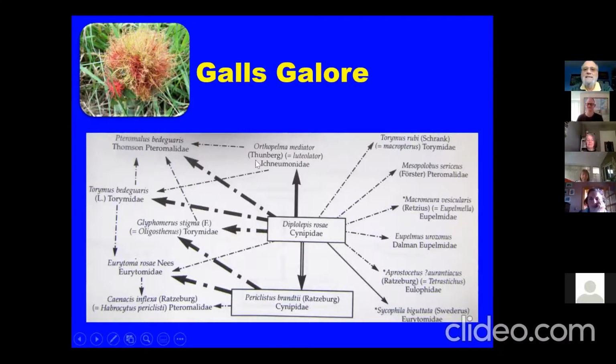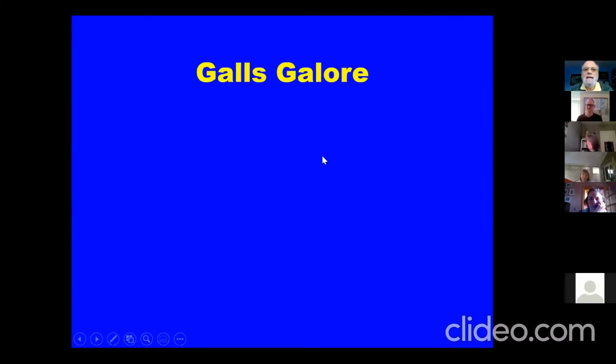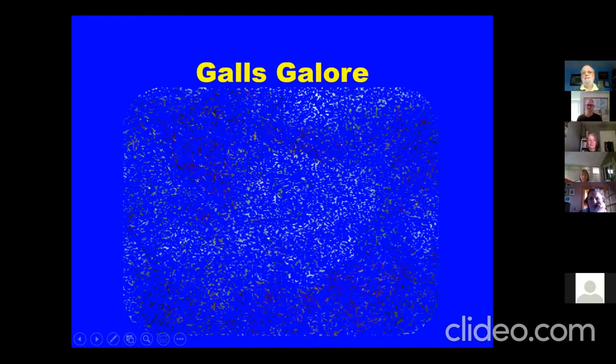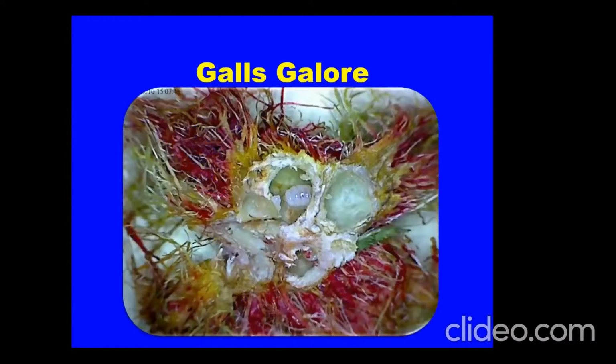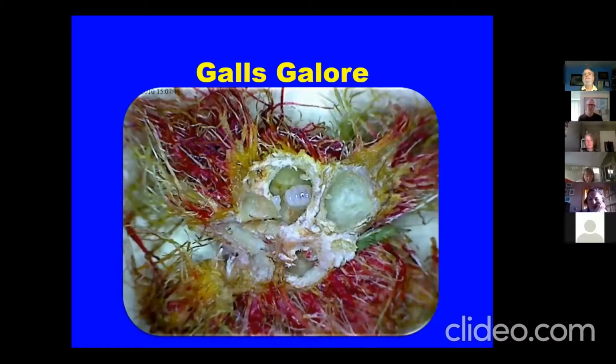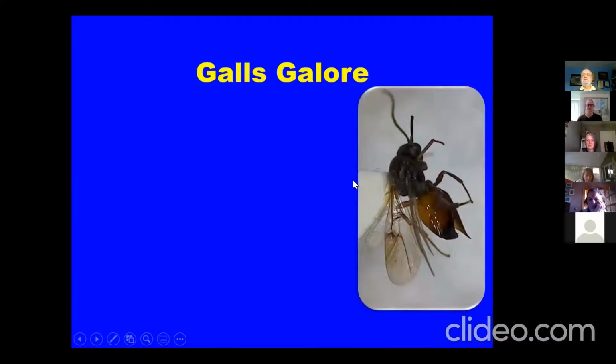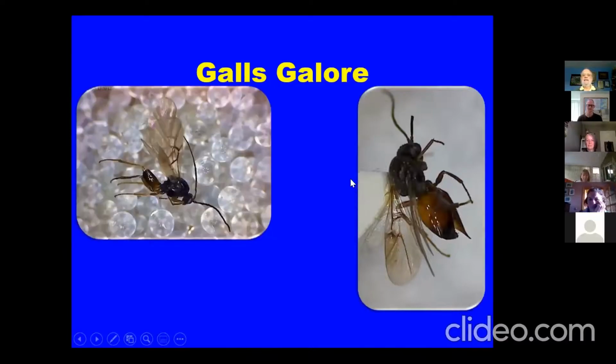Then you will get Orthopelma mediator, and that's what the inside of the robin's pincushion looks like. A mass of individual cells which will have the Synergus in and all their parasitoids. So these are examples of gall wasps.